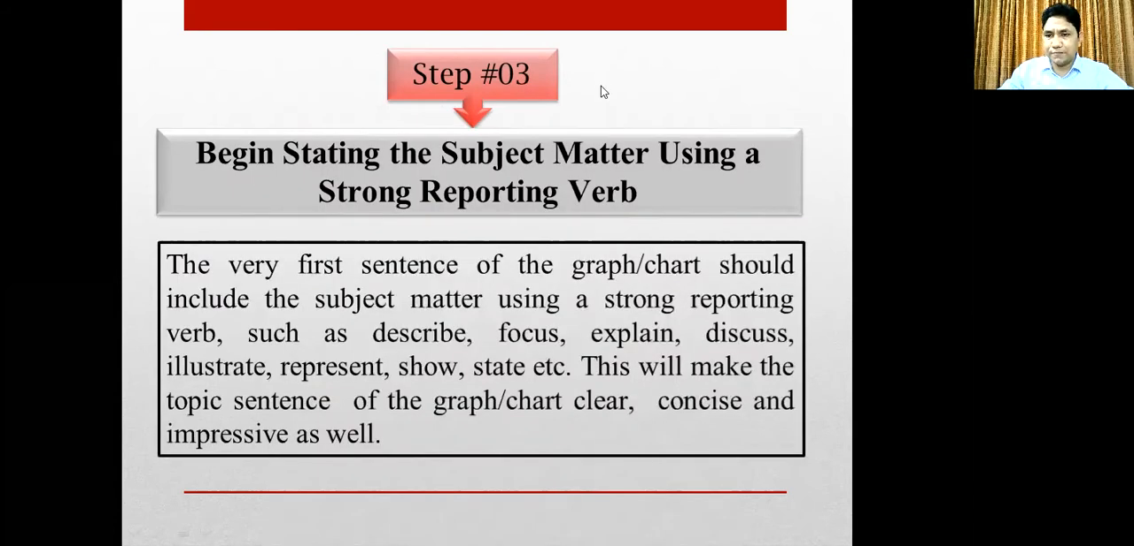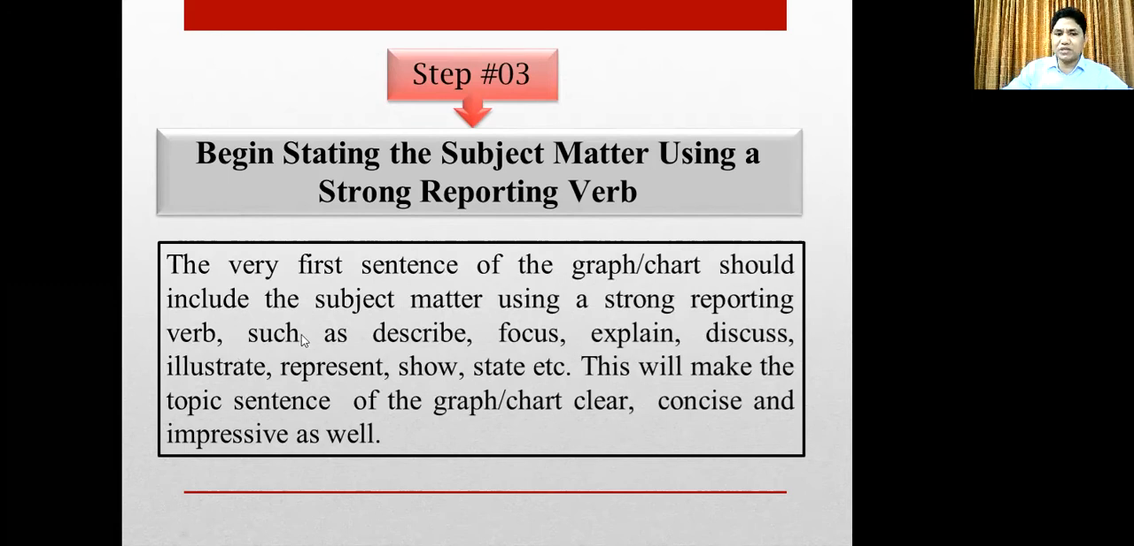Come to step 3. Begin stating the subject matter using a strong reporting verb. So after writing down the title or the headline, you have to mention the subject matter, or begin stating the subject matter using a strong reporting verb. This is very important. The very first sentence of the graph chart should include the subject matter. So at the very outset of your writing of the graph chart, you have to mention the topic. You have to mention the subject matter using a strong reporting verb.